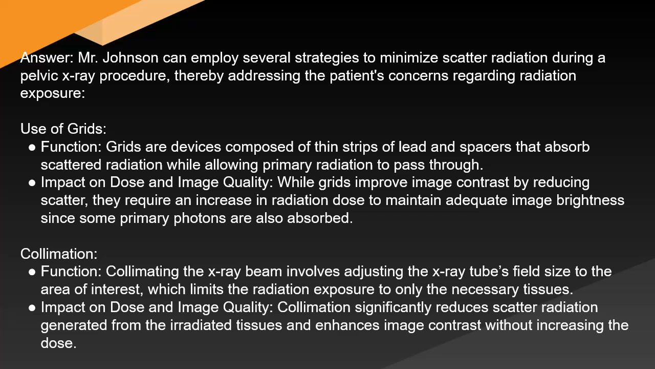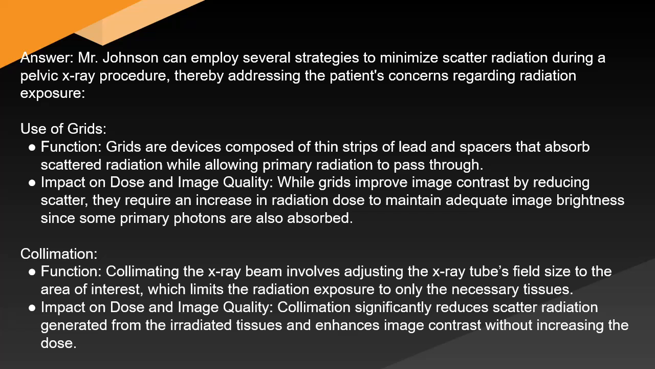Function: Grids are devices composed of thin strips of lead and spacers that absorb scattered radiation while allowing primary radiation to pass through. Impact on dose and image quality: While grids improve image contrast by reducing scatter, they require an increase in radiation dose to maintain adequate image brightness since some primary photons are also absorbed.